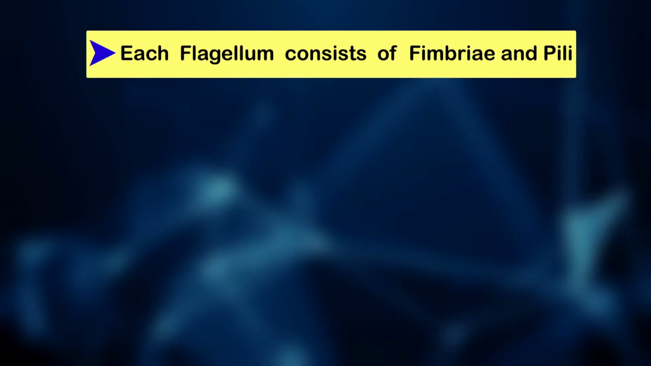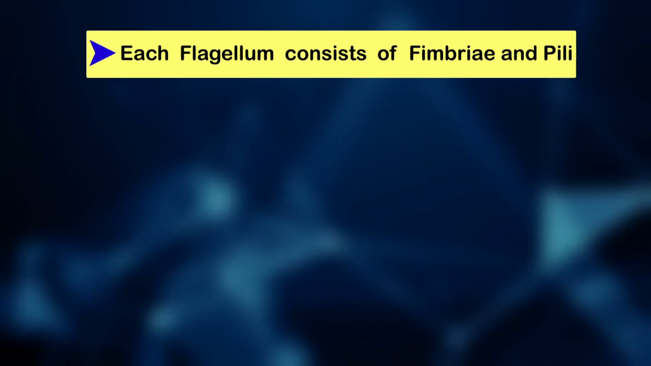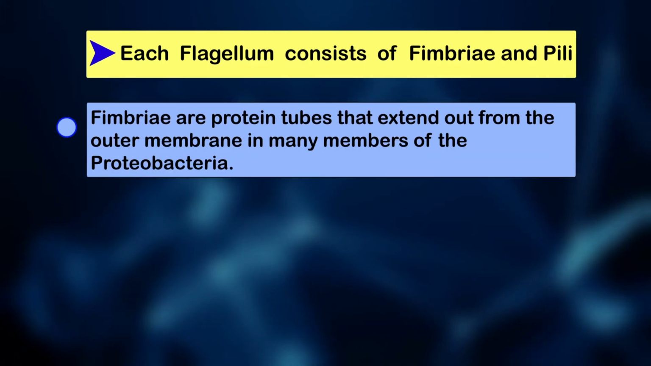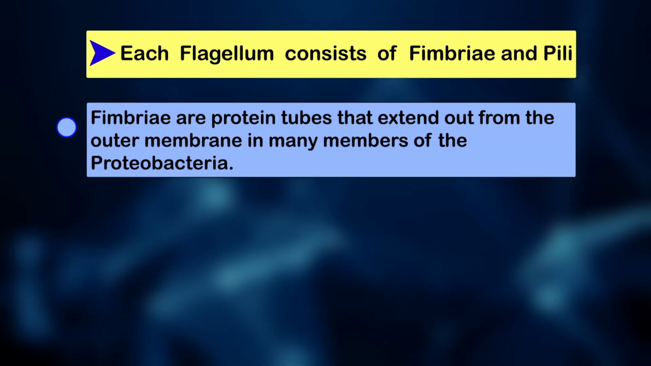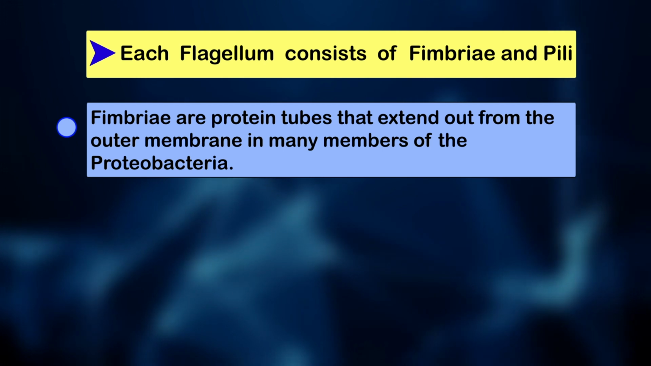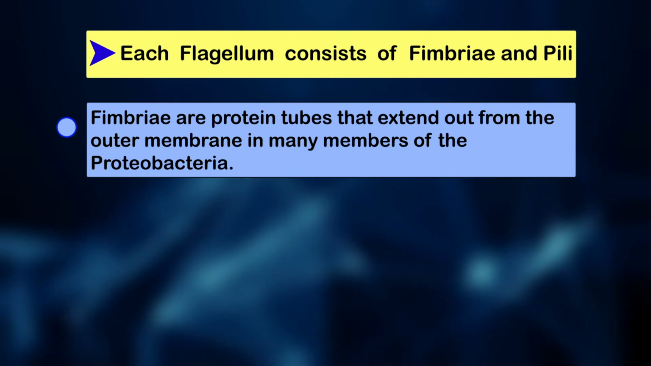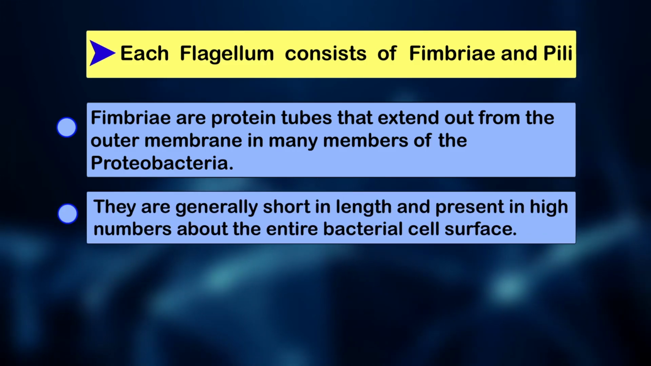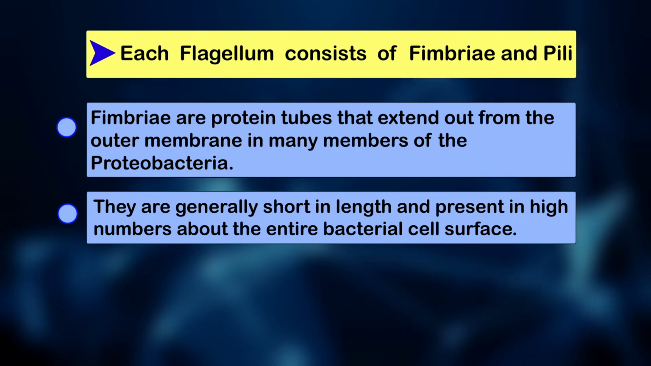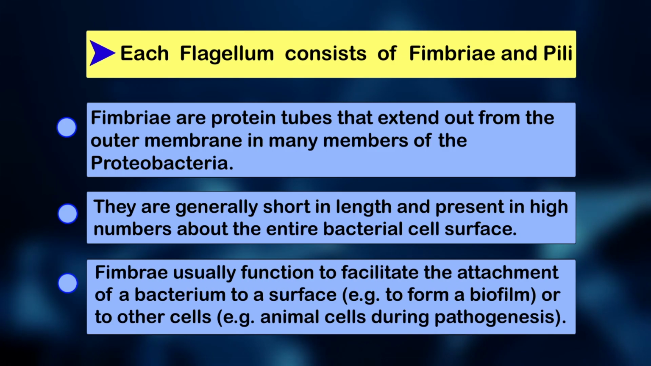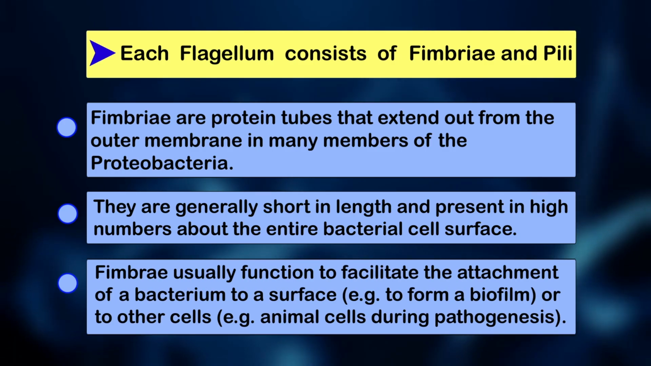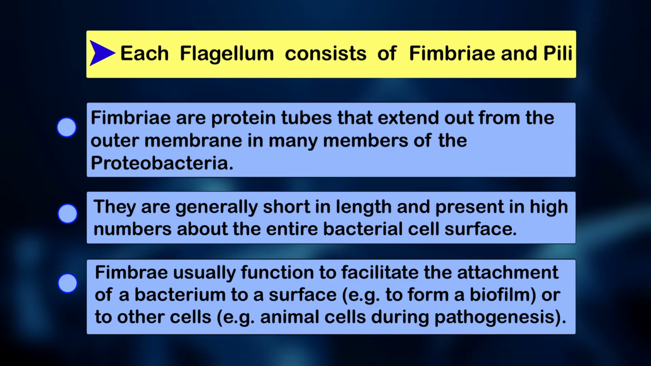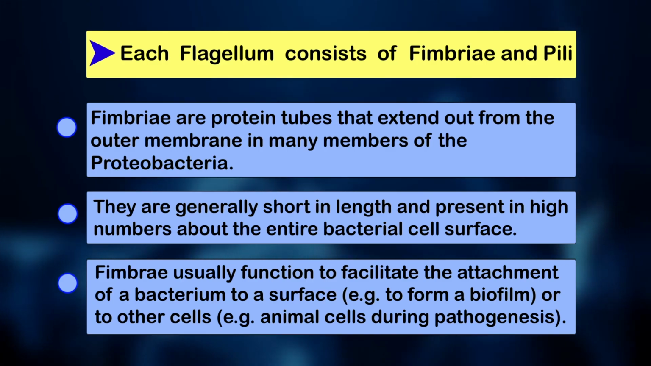Each flagellum consists of fimbriae and pili. Fimbriae are protein tubes that extend out from the outer membrane in many layers of the proteobacteria. They are generally short in length and present in high number about the entire bacterial cell surface. Fimbriae usually function to facilitate the attachment of a bacterium to a surface, to form a biofilm, and to attach to other cells such as animal cells during pathogenesis.